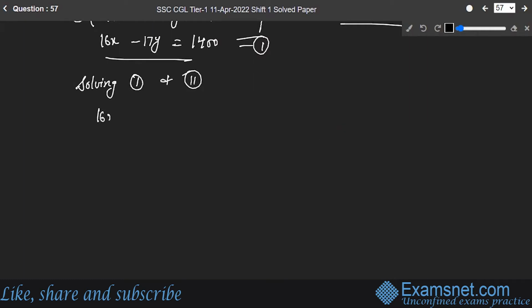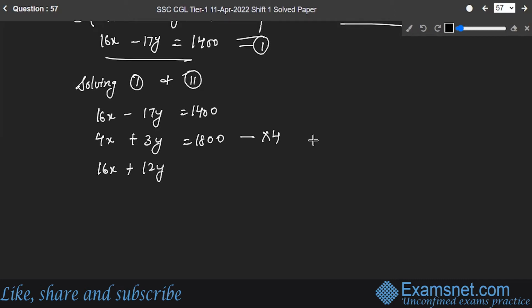What you are having is 16x minus 17y is equal to 1400, and the second equation was 4x plus 3y is equal to 1800. Okay, let's multiply the second equation with 4. If you multiply this with 4, this will be 16x plus 12y is equal to 7200. Okay, so now these are the two equations.